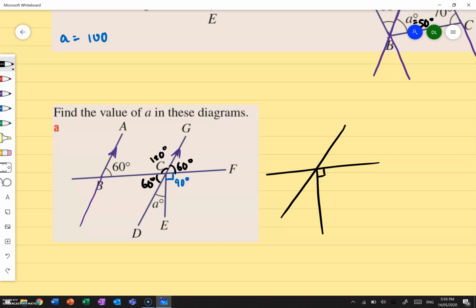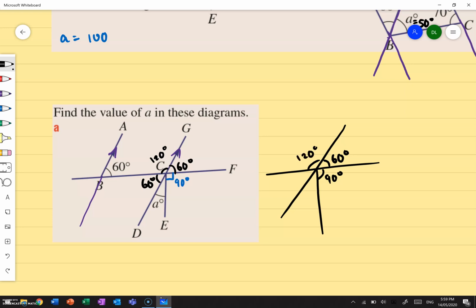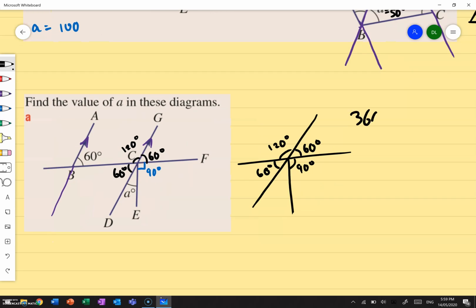Something like that. Okay, so I've got this side, that's 90 degrees. I'm going to go ahead and write 90. This one is 60, so I'm just copying what we see over here on the right-hand side. Okay, 60. This one's 120, and that's 60. There's two ways we can do this. One, I can go ahead and say that the total is 360. So I can say 360 degrees, take away 120, take away 60, take away 60, take away 90, gives me my answer, which is A.